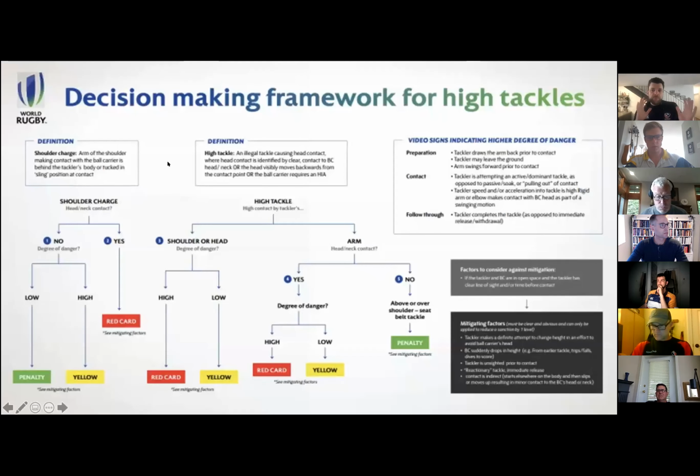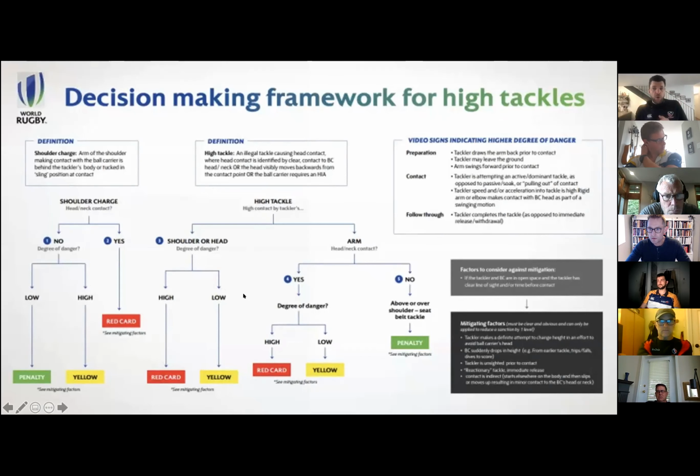So in applying the new framework, there's some really good news, I think, and a little bit of bad news. Let's talk about each of those. If we look at the previous framework, on the screen you should see the previous high tackle framework. If you look at the high tackle, you'll see the big one in the middle. You've got degree of danger, high or low: high, red card; low, yellow card.